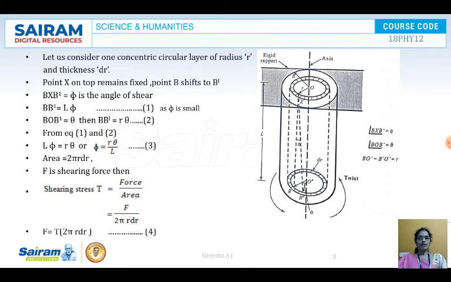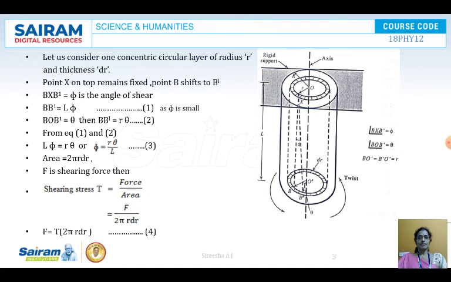Let x on top remain fixed. Point B shifts to B dash. On the upper part the point x is fixed and in the lower part B is being shifted from B to B dash. Because the upper part is fixed and we are giving a twist to the cylinder, the lower part of the cylinder is twisted, due to which point B is moved to B dash. That is what it says.